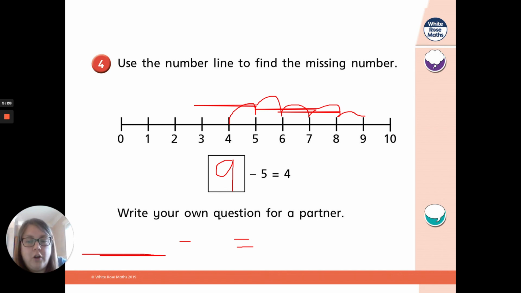Don't forget to send all your work over on Tapestry. A little bit confusing today, guys, but sometimes we might get questions where we have the first number missing and we need to know how to work it out.